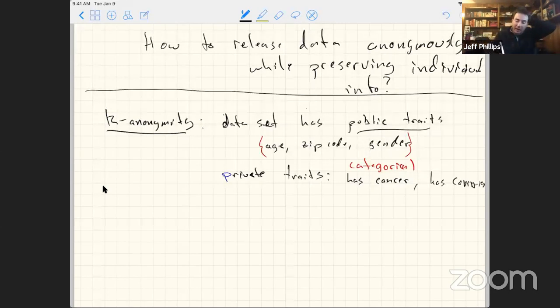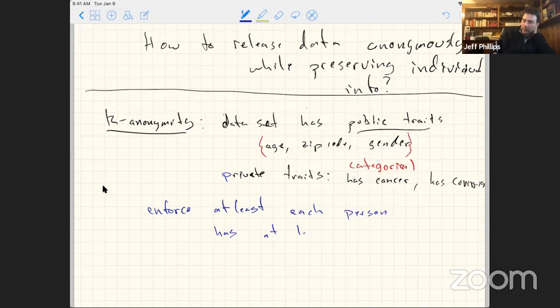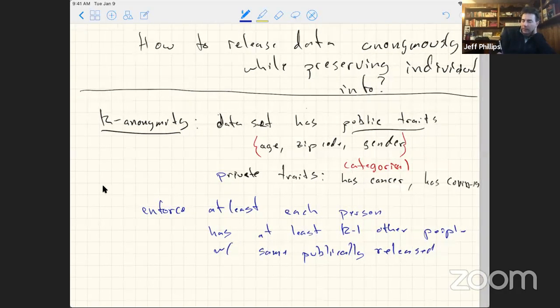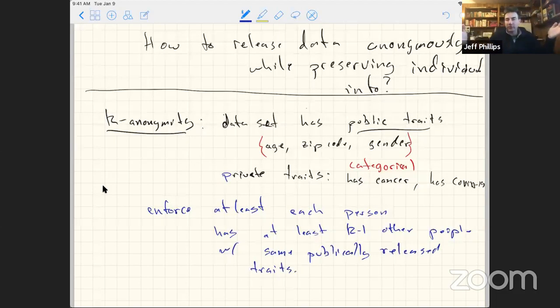So the idea was that if we release information and we enforce that each person has at least, say, k minus 1 other people with the same publicly released traits. Okay, so of the public traits which are released, so let's say instead of releasing everyone's zip code, gender, and their age, right?